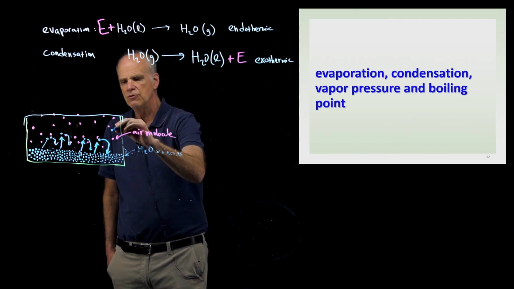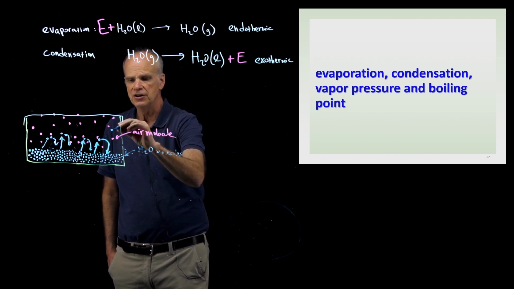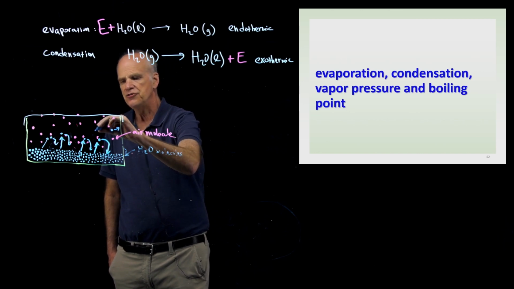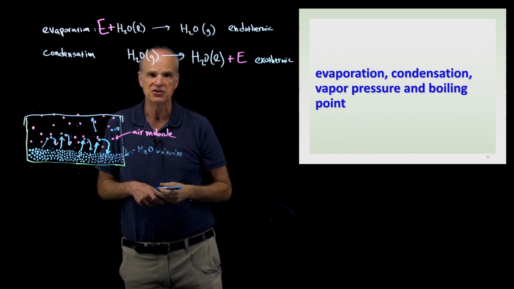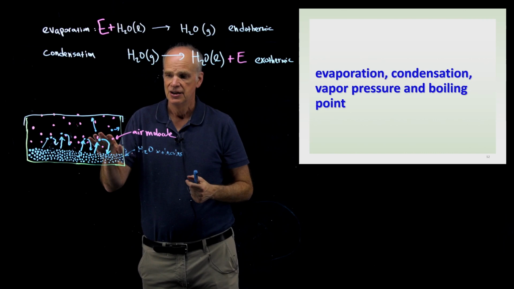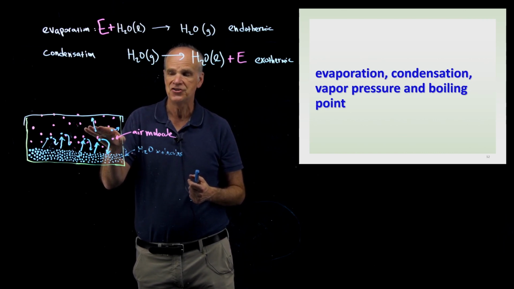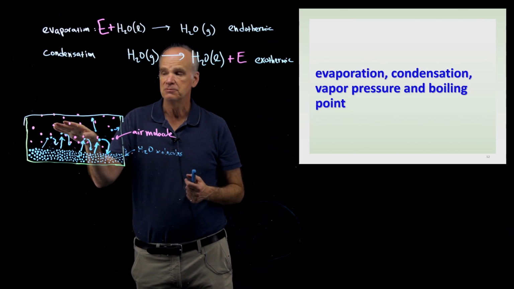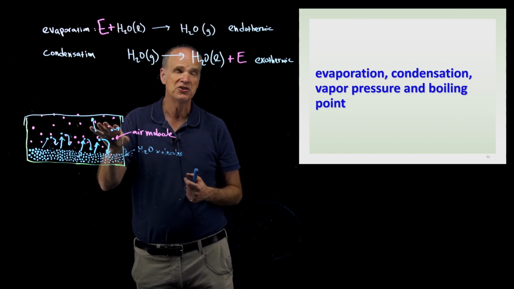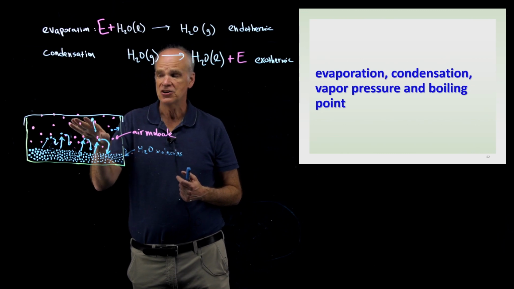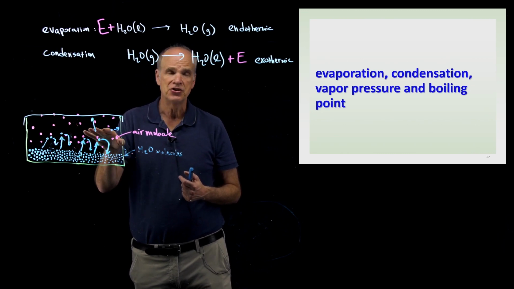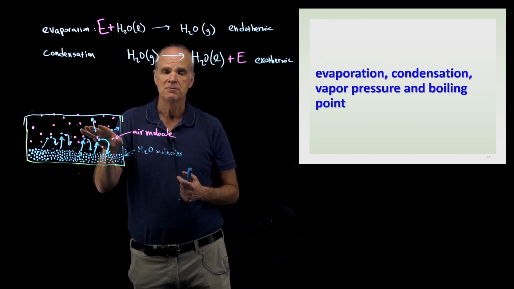And same thing here with the water molecules in the gaseous state. The few here are also putting pressure on the side of the dish. So this water vapor in the gaseous state, again, is putting pressure on the side of the dish. It won't be as much as the pressure that the air molecules are exerting, but it's putting some pressure on the side of the dish. And so this is called the water vapor pressure.